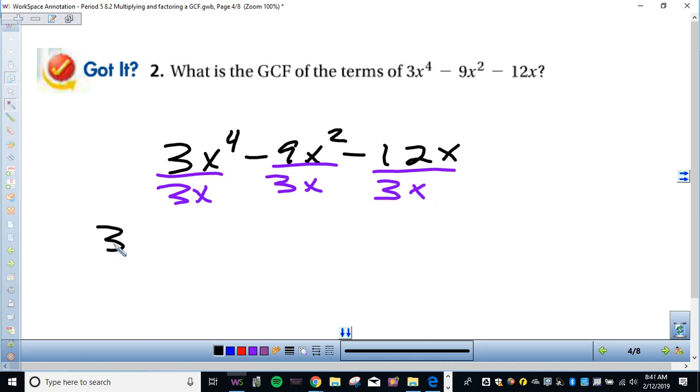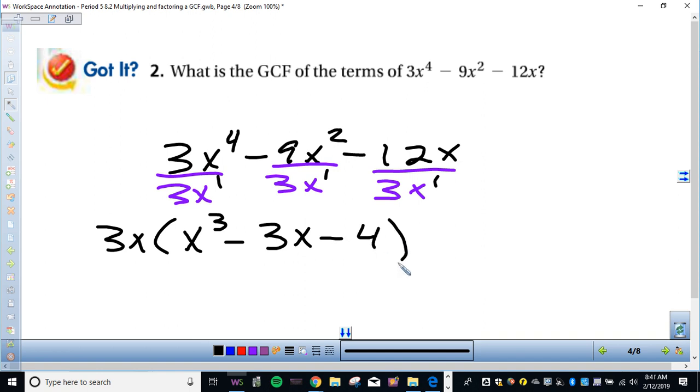So you get 3x with the little 1 on the x's. I did that this time. Good job. How many x's left right here, Shane? You have 3. Yeah. X cubed, good. Minus what? Keep going. 3x. Good. Minus 4. Good. Perfect. Is that all? That's it? Yeah, that's it.